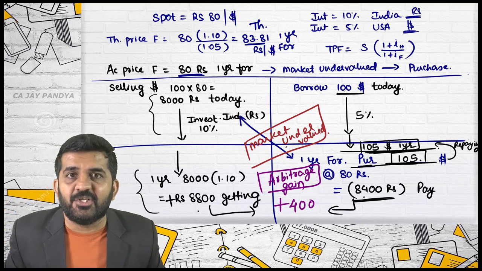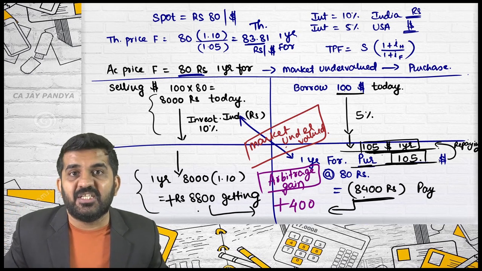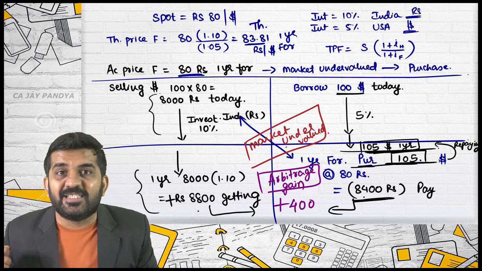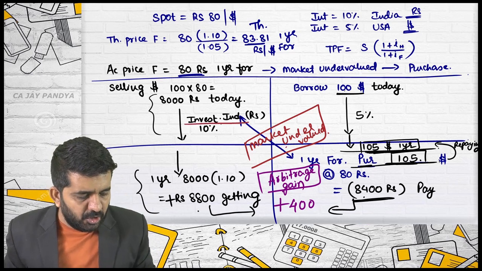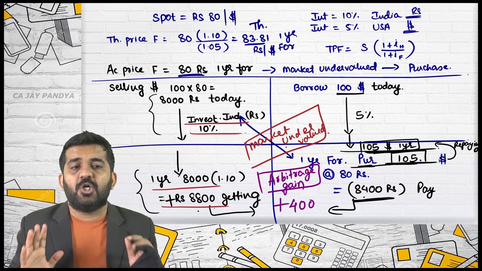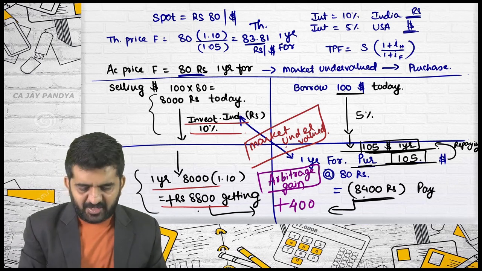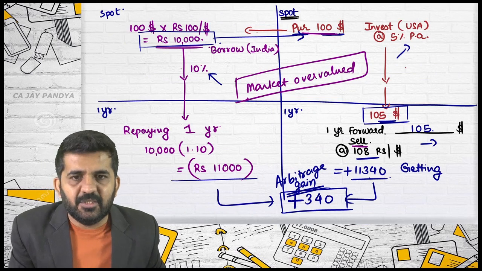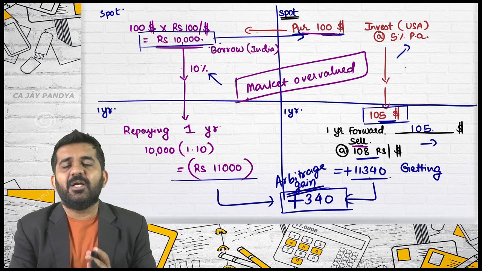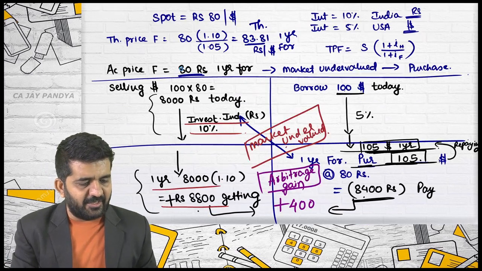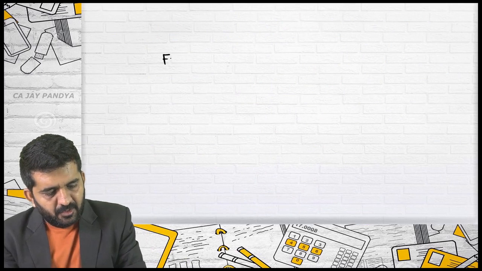If the market is undervalued, here you will be purchasing the forward, you will be borrowing the foreign currency, you will be selling foreign currency over here, you will be investing in home currency, and you will be getting back home currency. This process will remain the same if the market is undervalued. If the market is overvalued, this process will remain the same. Is it all? So this is nothing but the interest rate parity theorem. Once again, try to understand what the interest rate parity theorem says.